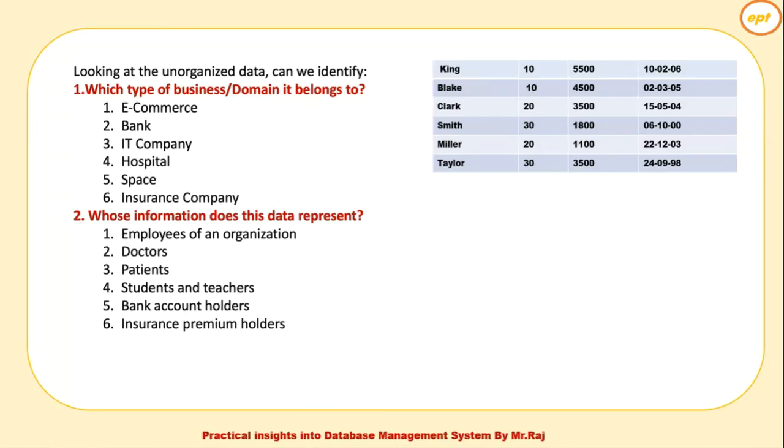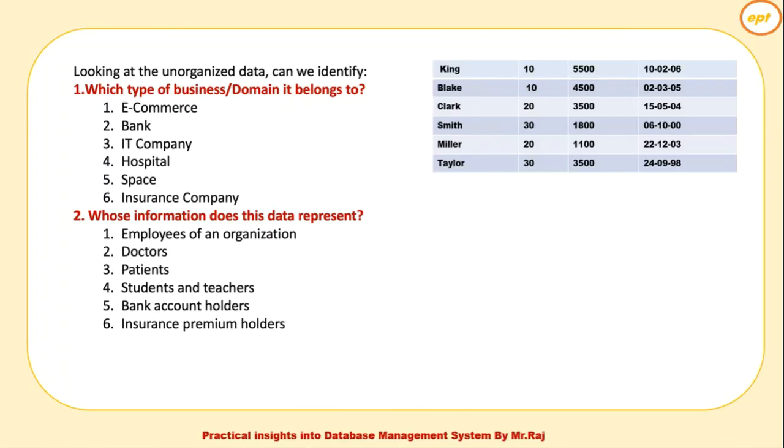Now please answer me. I asked the questions and I gave options also. I am saying this is unorganized data, so tell me what the domain of the data is and whose data it is about. Please take your time and comment down your answer. It is really challenging, right? You can't give an exact answer.